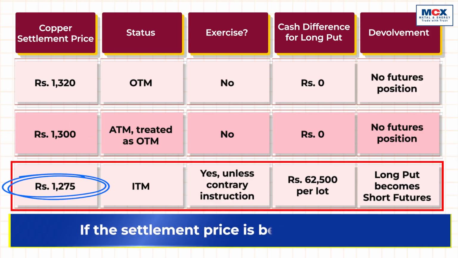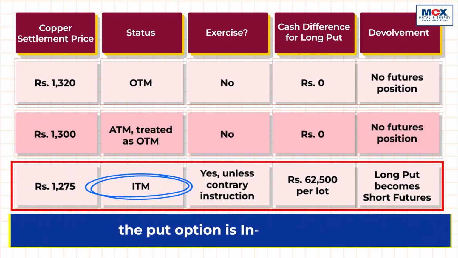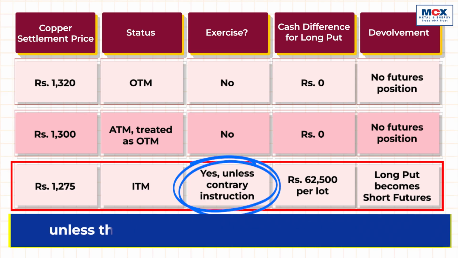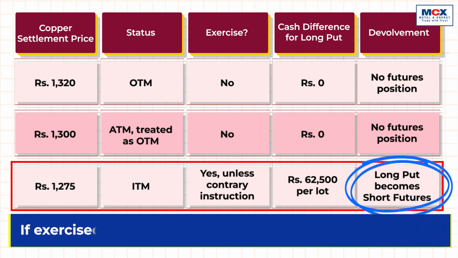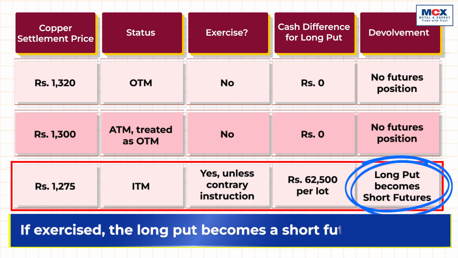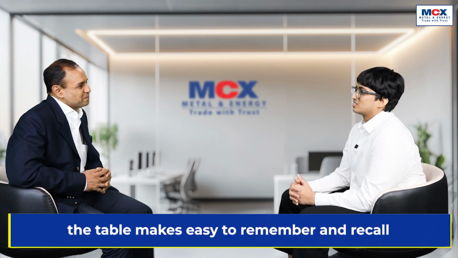If the settlement price is below the strike, the put option is in the money and is automatically exercised unless the long holder gives a contrary instruction. If exercised, the long put becomes a short futures position. Great. The table makes it easy to remember and recall.